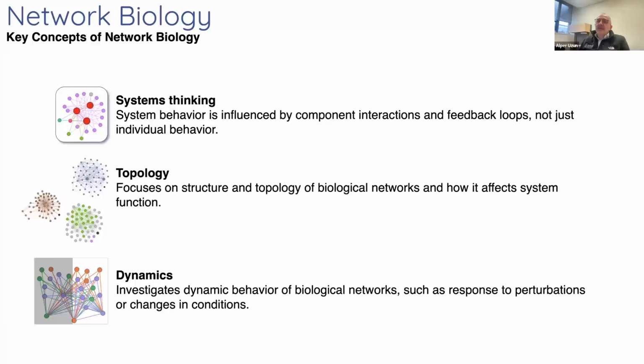So there are some key concepts of network biology, for example, systems thinking. It is important, like the way we are working in cancer, that the system behavior is influenced by the components, interactions and feedback loops, not just one individual behavior. So it's systems thinking. And the topology is also important. It focuses on the structure and topology of biological networks and how they affect system function.